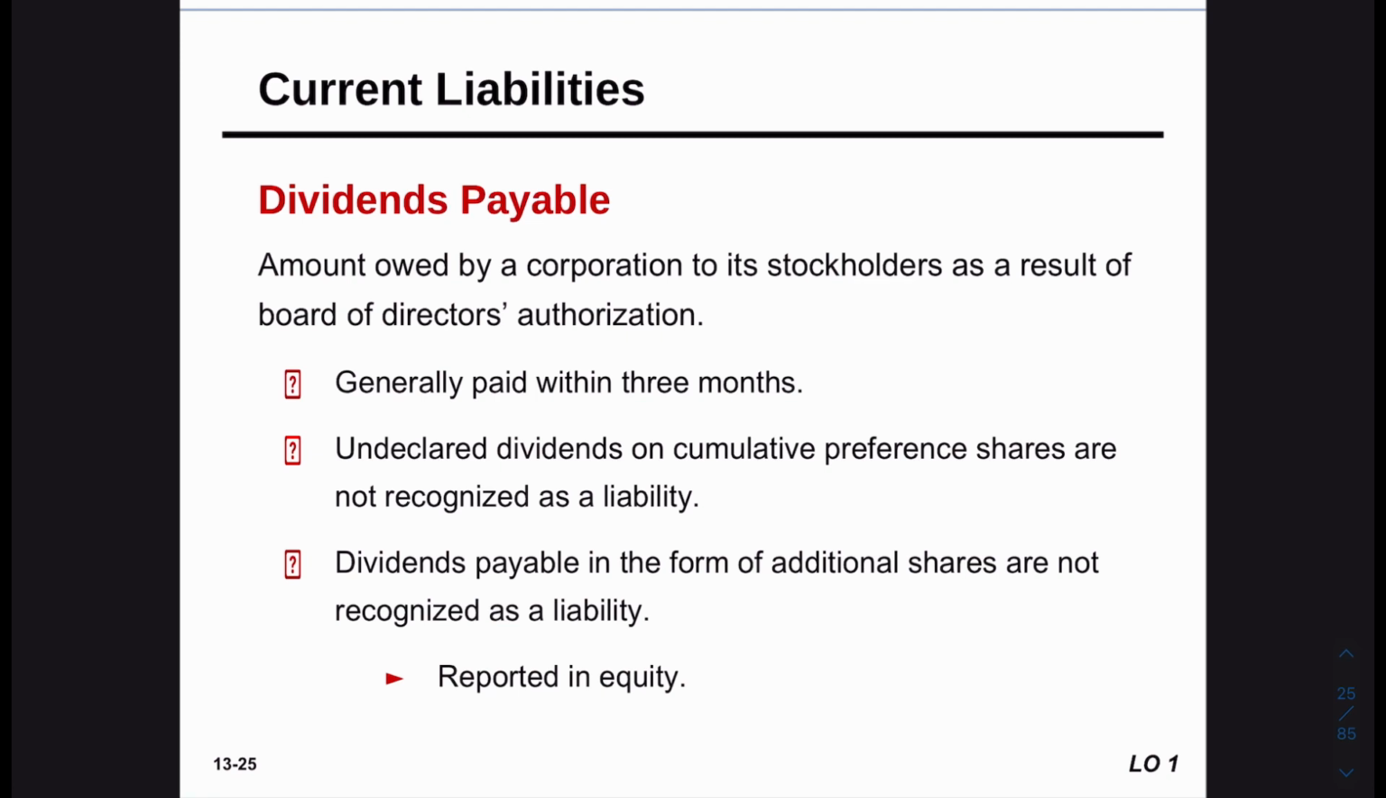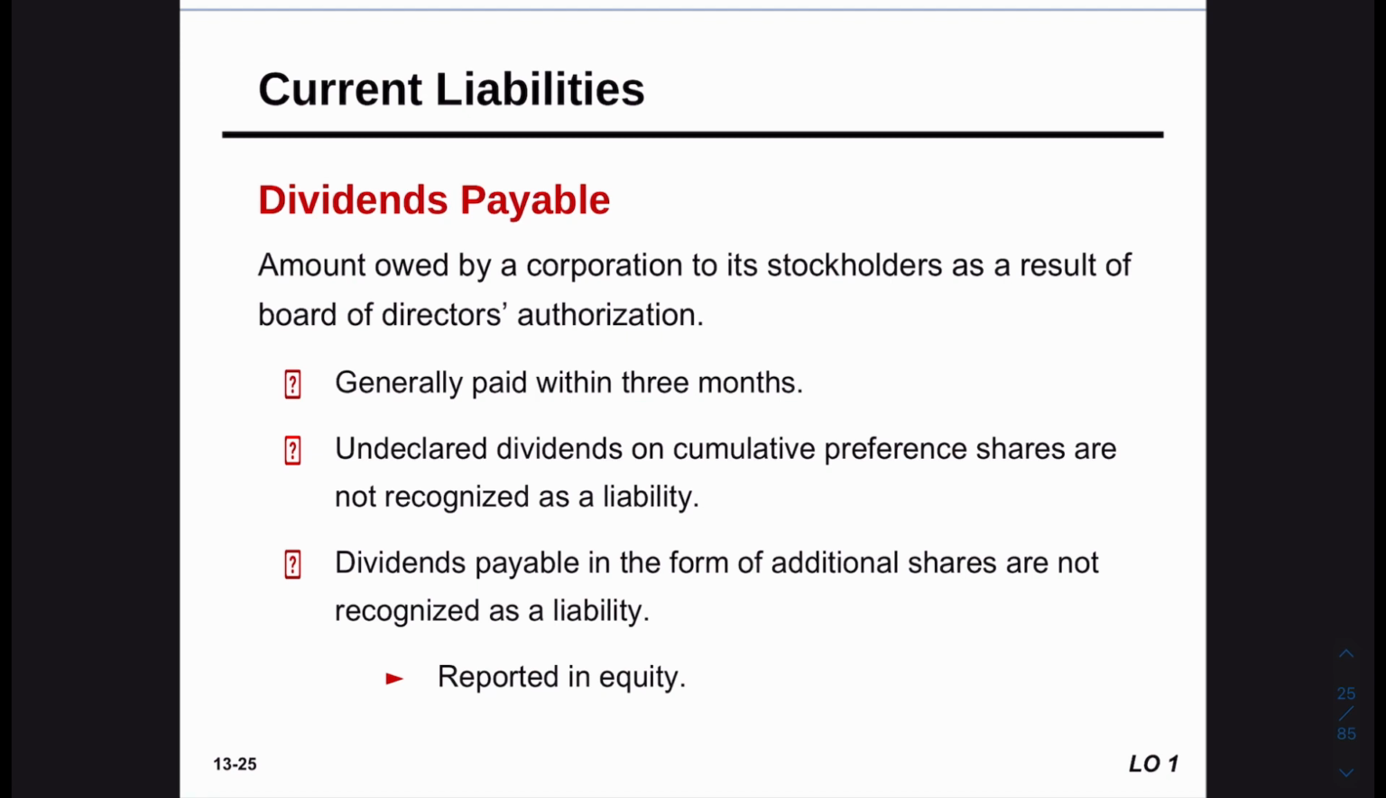Sometimes the company will declare dividends, and if they declare dividends, they will generally be paid within 3 months, sometimes five months, sometimes 3 months. Also, cumulative preference shares are not recognized as a liability if we did not declare. When we declare the dividends, it will be recognized as a liability. If we did not declare those dividends, it will not be considered a liability for the company.